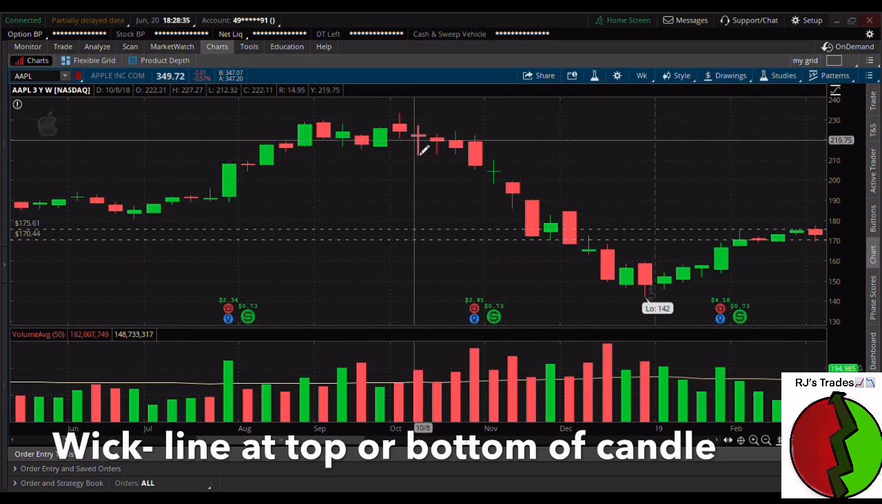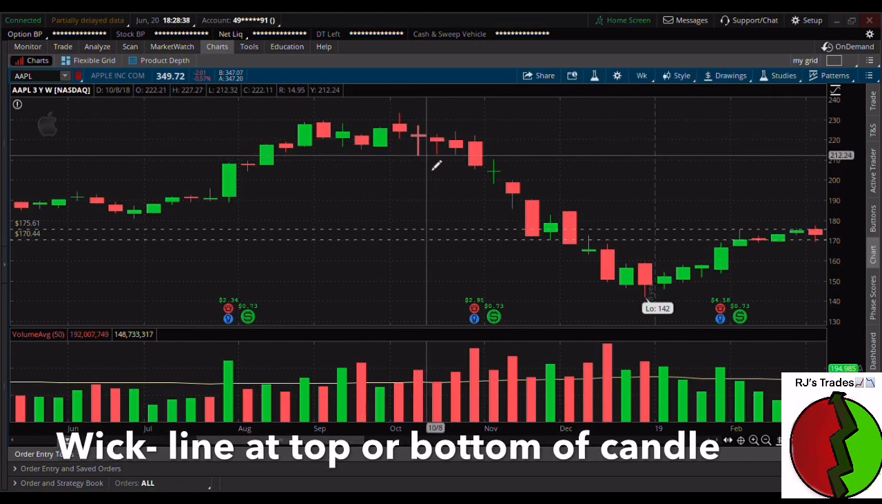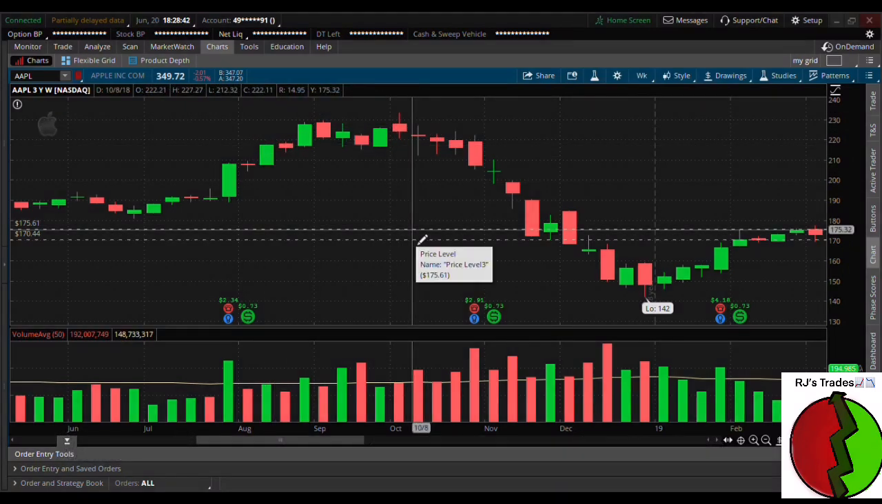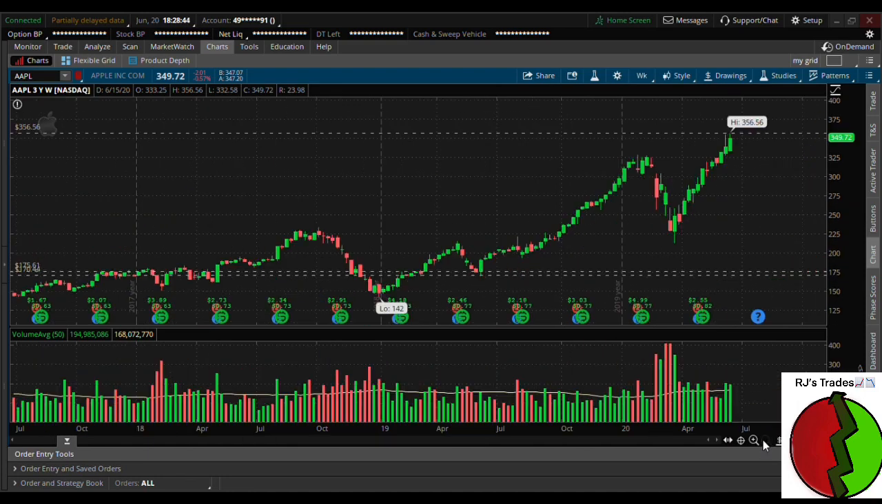So it needs to be touching either the bottom of your line here, or if it doesn't have any lines, it needs to touch the top of your candle. And it doesn't have to be perfect, but you want it as close as you can get. Just going here and plotting places where Apple has had trouble going above or below.